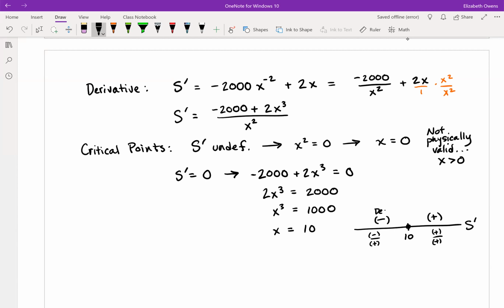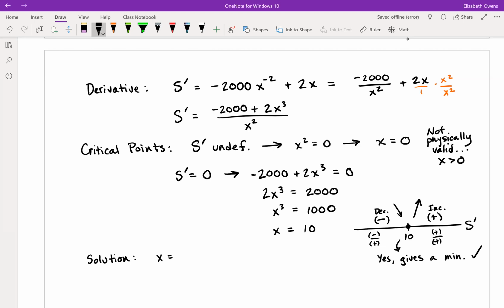So we have a decreasing surface area function and then increasing. Goes like this, then goes like this. And so that shows us that yes, 10 is truly going to give us a minimum for the surface area function. So yes, this gives a minimum. Cool. All right, so that is doing what we want here. So from that, we can build our solution.